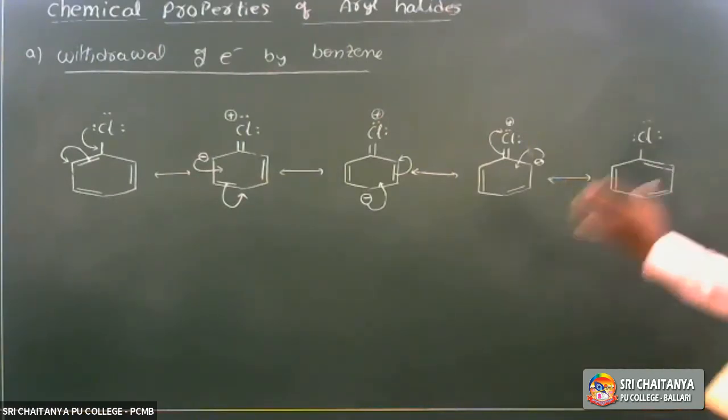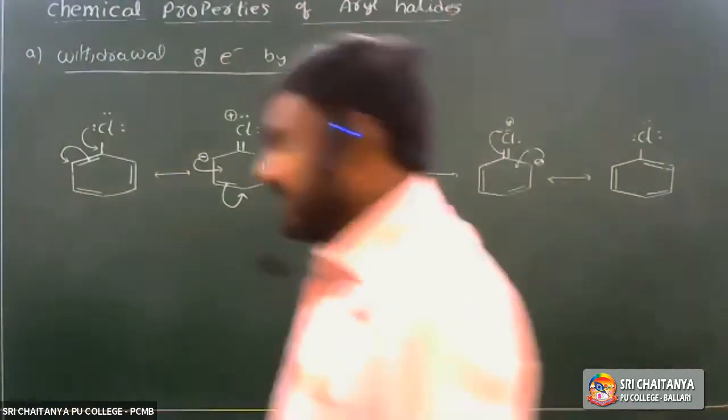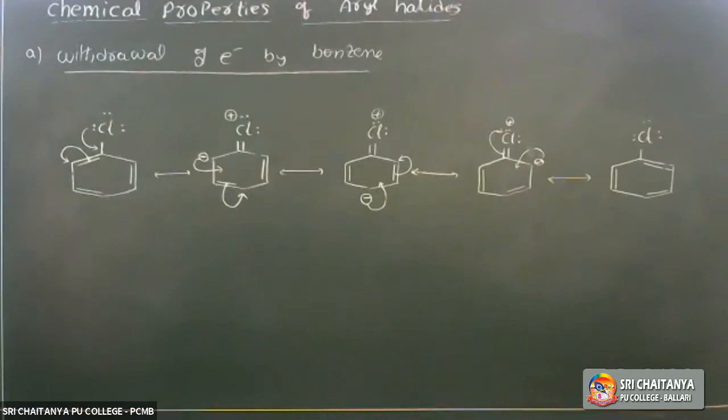So as the number of resonance structures increases, stability increases. So in second year organic, mechanism is very important. So practice the resonance structures. Okay. So withdrawal of electrons by the benzene nucleus and stability by resonance.